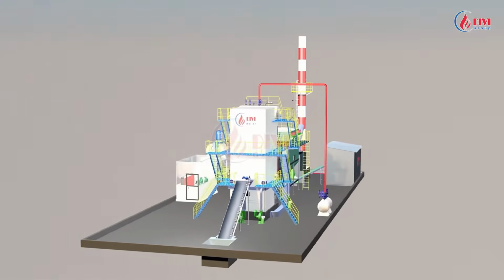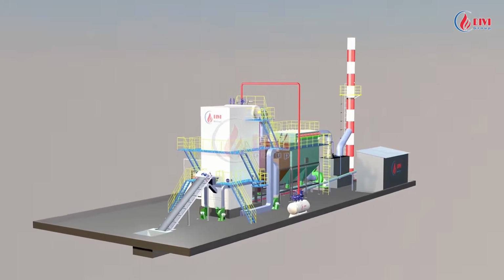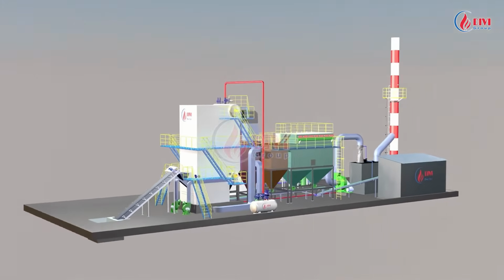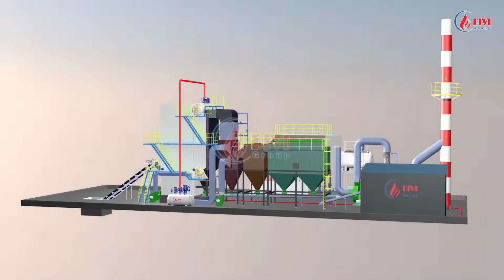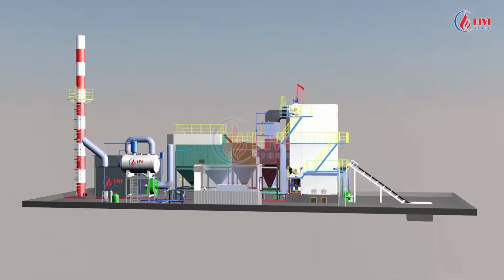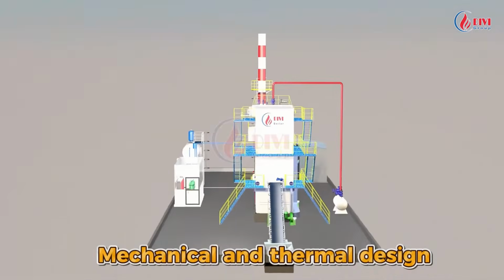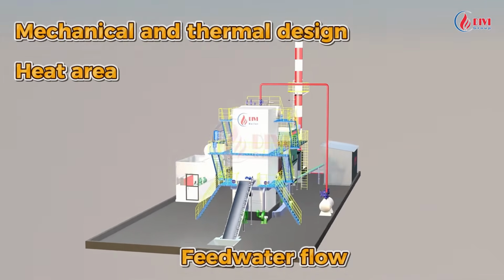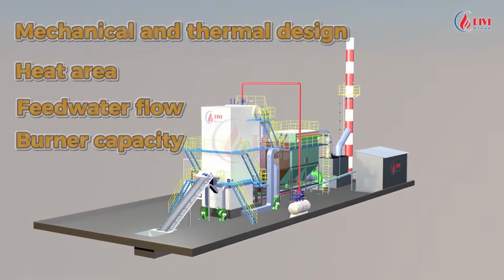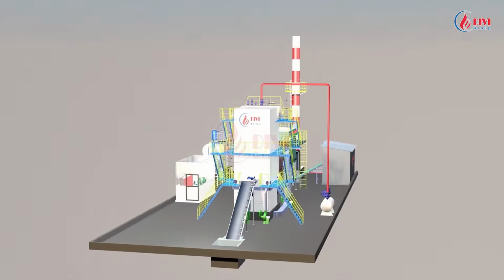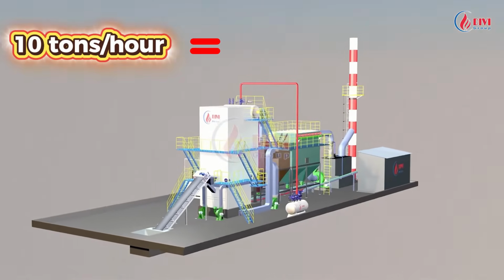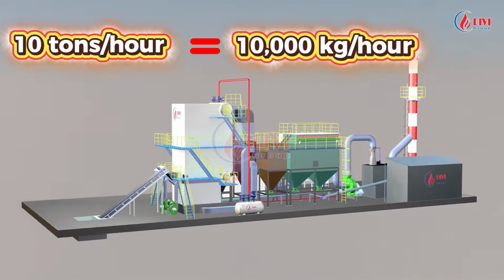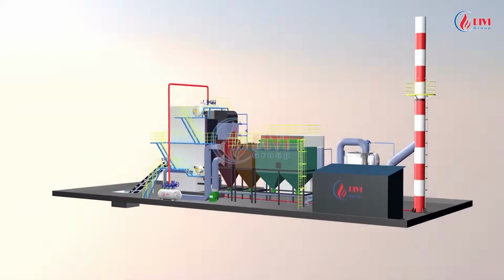Steam capacity: the amount of saturated or superheated steam a boiler generates per hour under design conditions. Capacity is determined by mechanical and thermal design, heat transfer area, feed water flow, and burner capacity. Example, a 10-ton boiler per hour means 10,000 kilograms of steam per hour under design conditions.